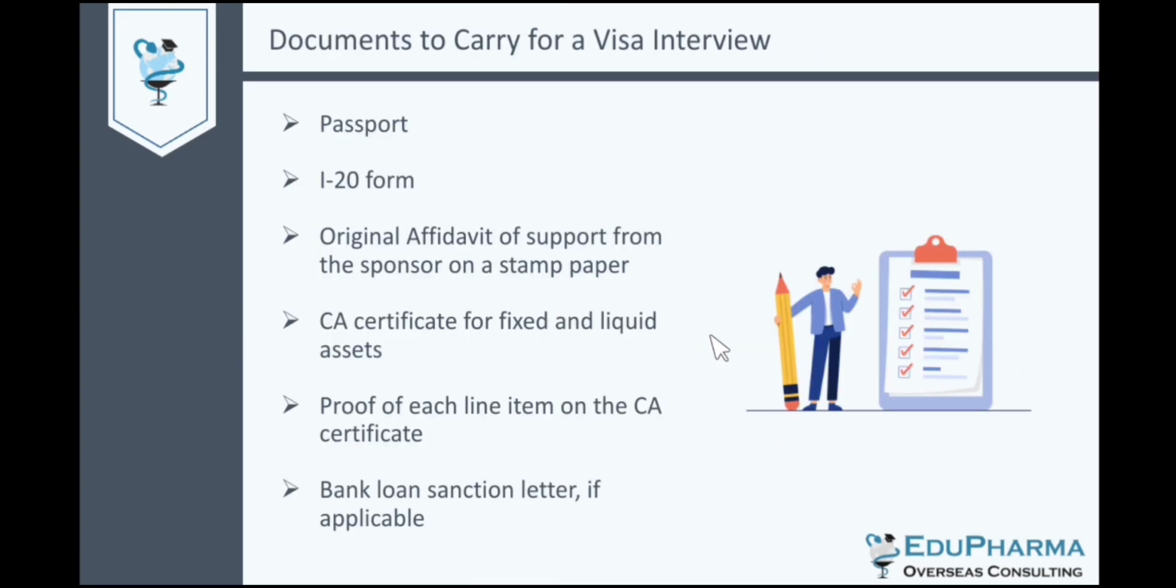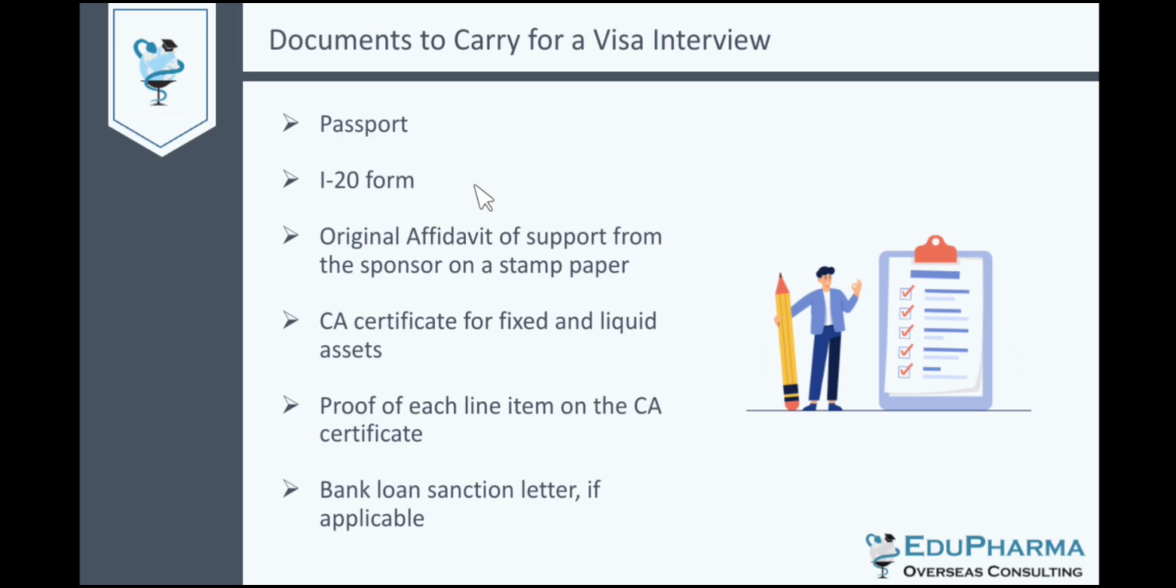Okay. Next, let's look at some of the documentation that you need to prepare before going for the interview. The first and foremost, most important document is your passport, which you need to carry when you go for the interview. Along with that, the original I-20 form that you received from the university. It is very important that you carry both of these documents together.